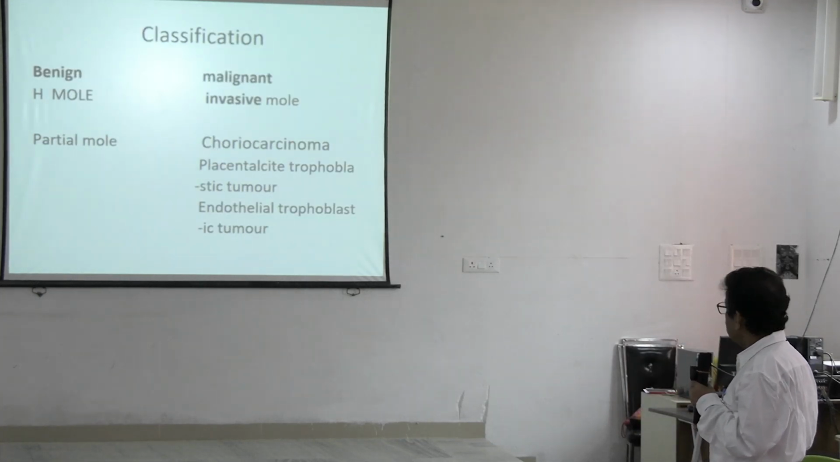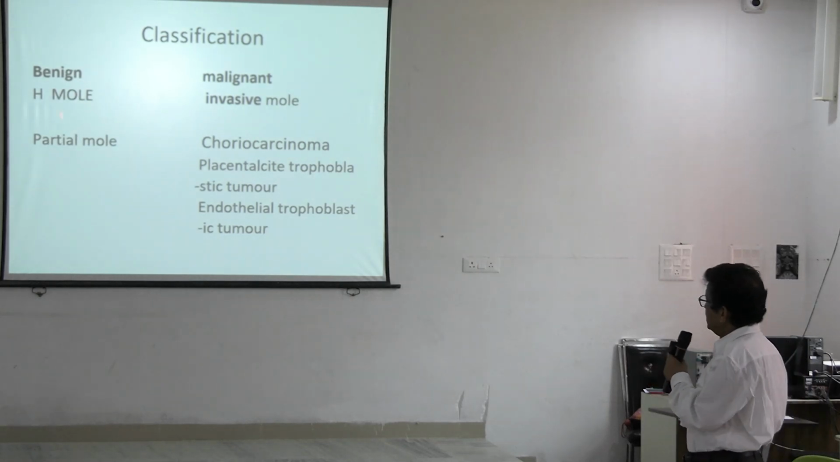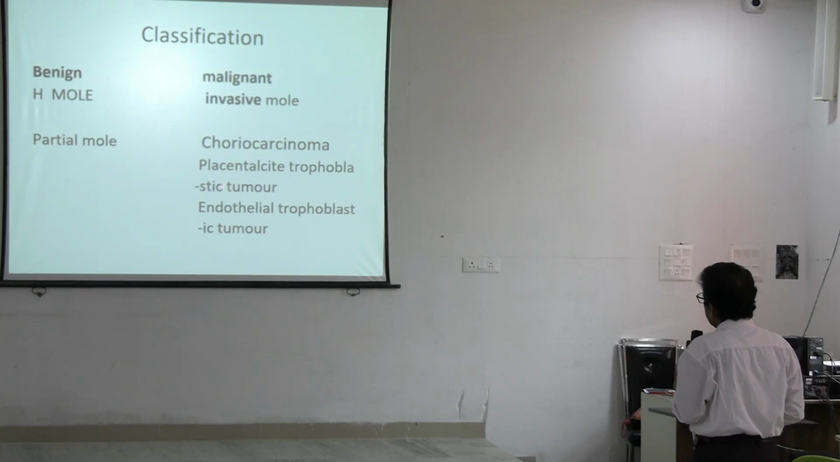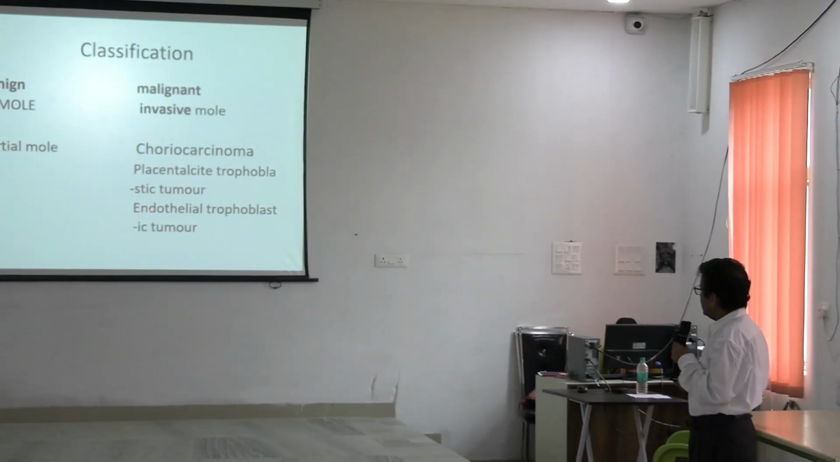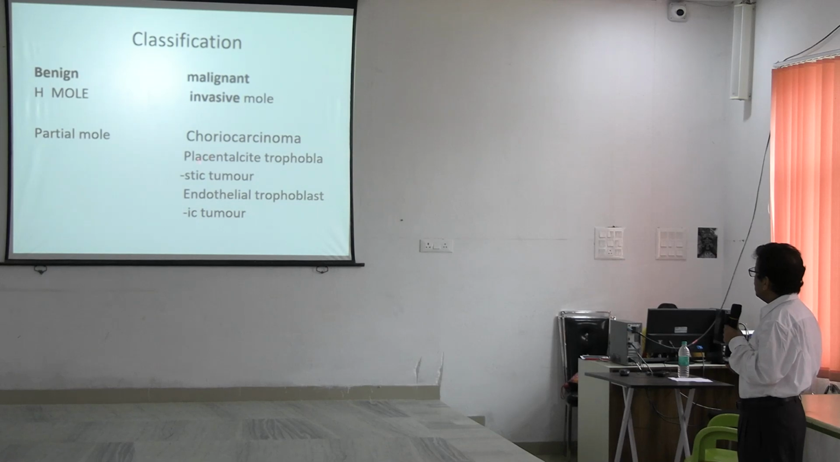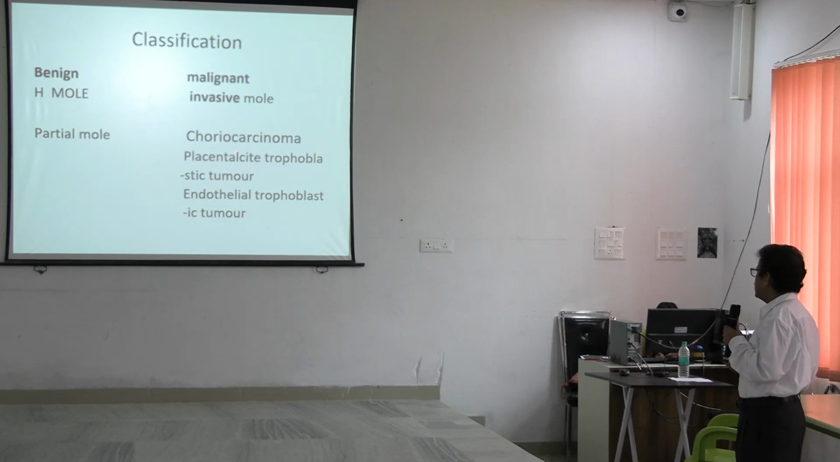Classification. So here now we can classify the diseases which we have discussed. Benign are hydatidiform mole and partial mole. And malignant are invasive mole, locally invasive, choriocarcinoma, placental site trophoblastic tumor, and epithelioid trophoblastic tumor. In choriocarcinoma beta hCG is very high, but in placental site trophoblastic tumor, there is much proliferation of cytotrophoblast, and epithelioid trophoblast is like that. So in all these cases, beta hCG will be high, but not very high like choriocarcinoma.